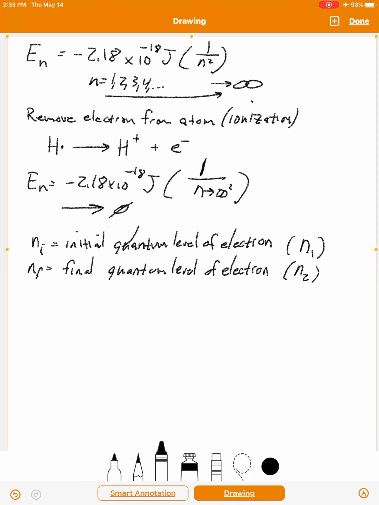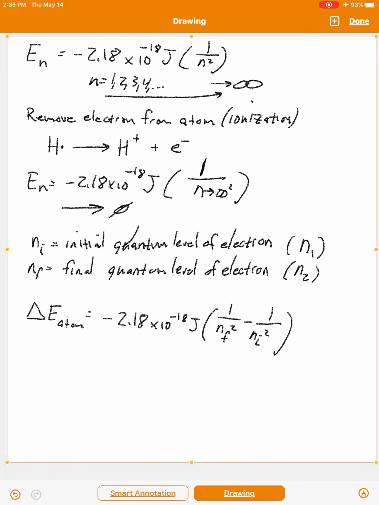So one of the equations is that the difference in energy, so this is how much the energy of the atom changes. So I'm going to write atom just so that we have that written here. That would be equal to minus 2.18 times 10 to the minus 18 joules times 1 over n final squared minus 1 over n initial squared. So that's one form of the equation, or that's one equation you can use. Okay?